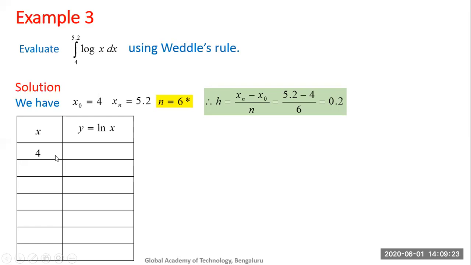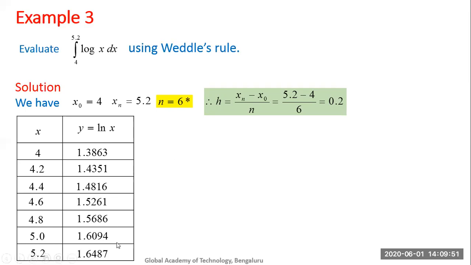X starts with 4 and it must end with 5.2. To get the remaining values, keep on adding h, that is 0.2. So 4 plus 0.2, we get 4.2. Then we get 4.4, 4.6, 4.8, 5.0, then finally 5.2. Then use the calculator, ln 4 gives 1.3863. ln of 4.2 gives 1.4351. Similarly, the remaining values. Then apply Weddle's rule to evaluate the given integral.